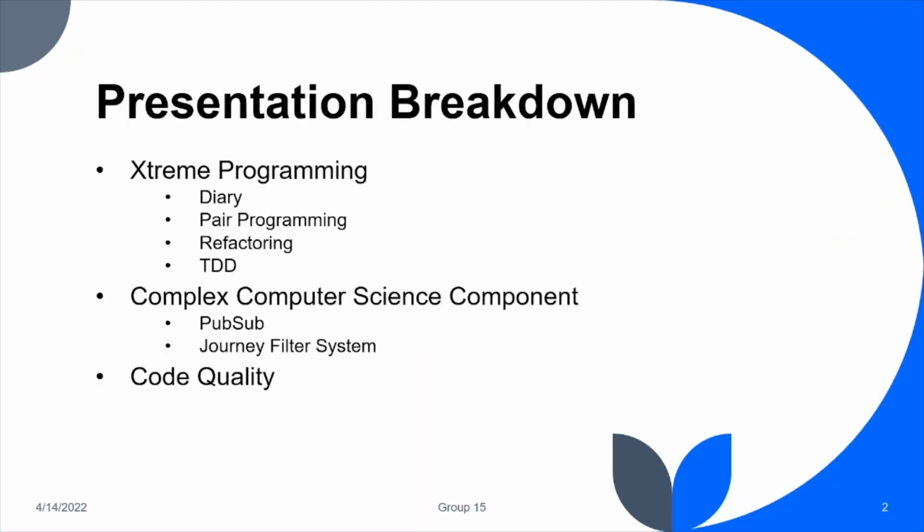For this presentation, we were tasked to discuss our Xtreme Programming implementation, our complex computer science component, and our quality of code. In the Xtreme Programming section, we will discuss our diary, our pair programming implementation, the refactoring of our code, and our test-driven development. In the complex computer science component, we will discuss the publisher-subscriber model and also our journey filter system.